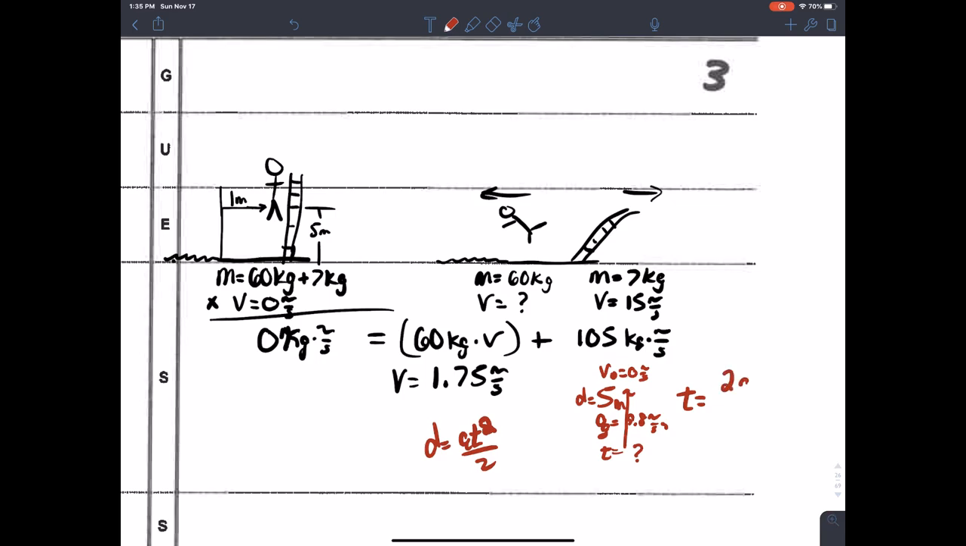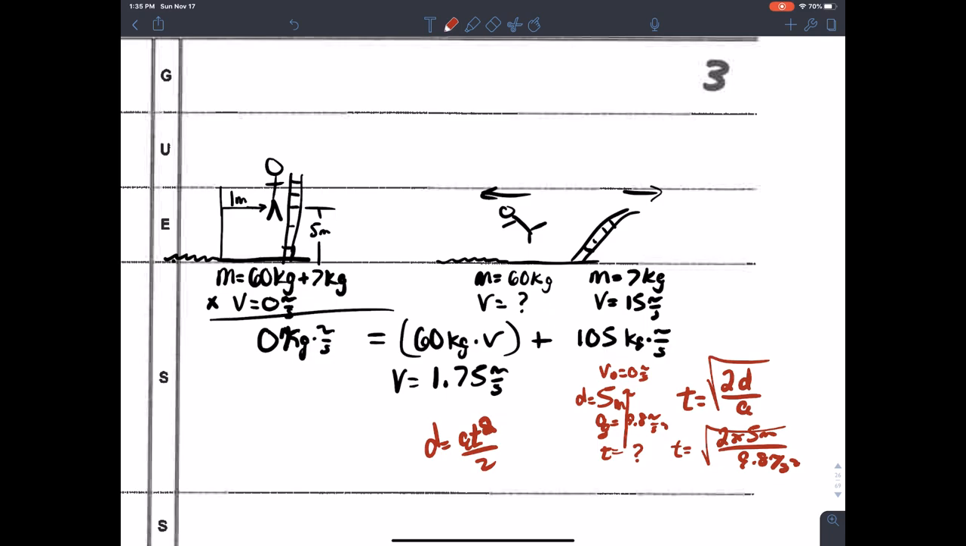So we take 2 times the distance. The 2 is going to move over, we divide by the a, and then we have to take the square root of that. So we'll have 2 times 5 meters divided by 9.8 meter per second squared, and we take the square root of that. We'll punch that into our calculator: square root of 10 divided by 9.8. It says that he ends up having about 1.01 seconds to fall.